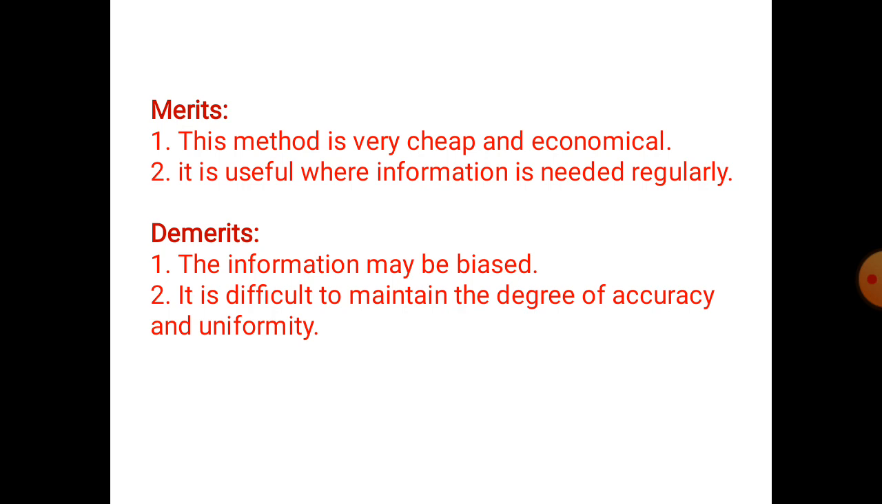Whatever data you are going to obtain from this method is not accurate because the investigator has not collected this information. This information is collected by some other person or business organization who have collected it on behalf of the investigator. So we can't rely upon the data which is collected by these agents. So it is difficult to maintain the degree of accuracy and uniformity of information in the method of information through agencies.